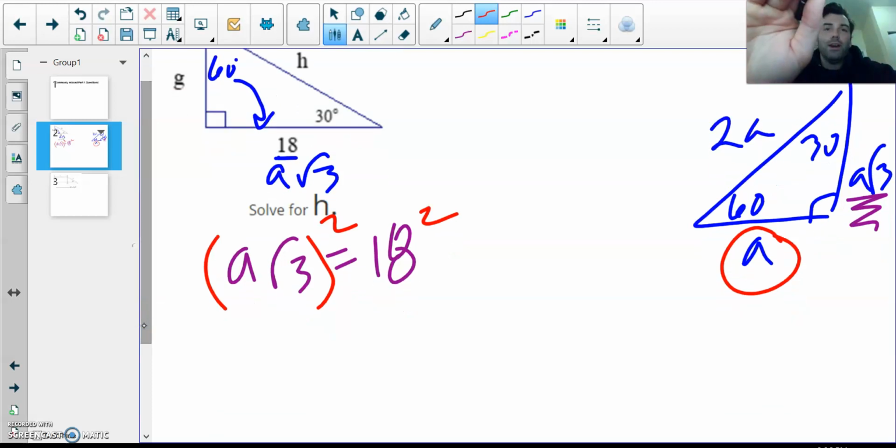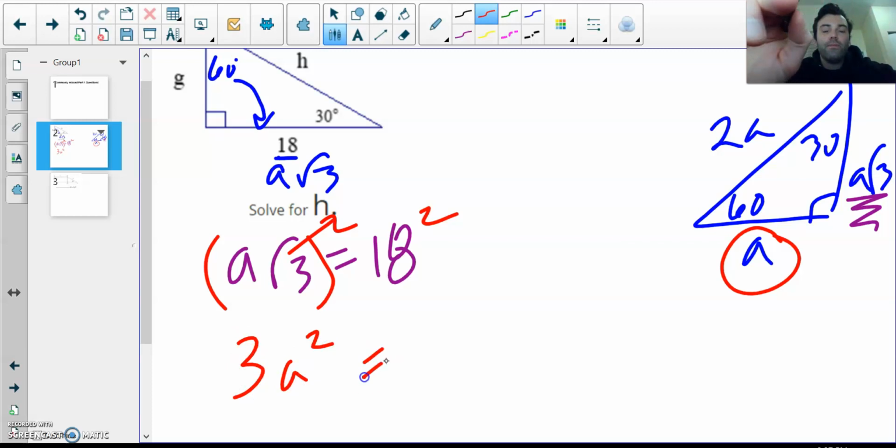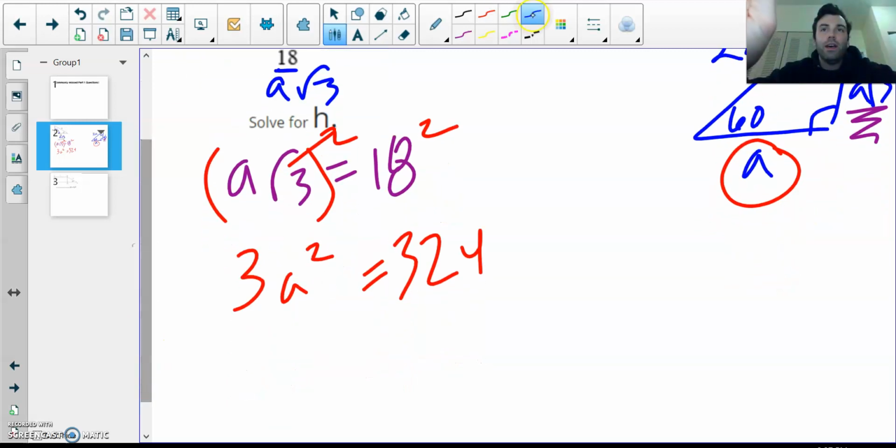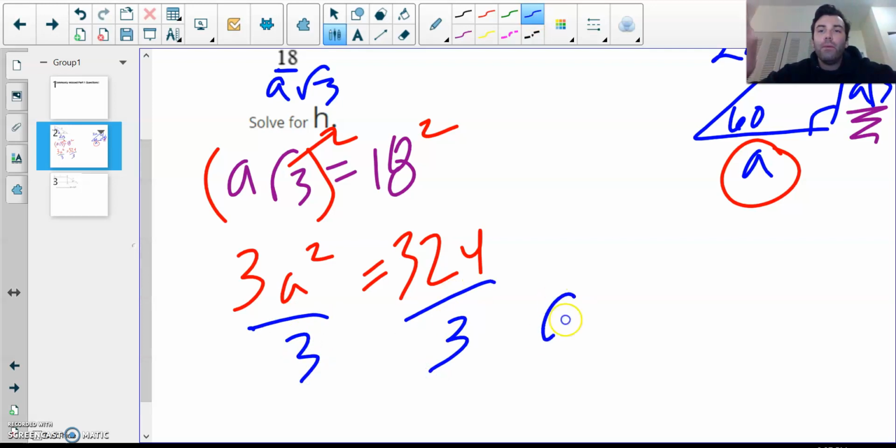So what happens when I square the square root? It cancels out. I get 3. And then I have A squared equals 324. Who knew 18 times 18 was 324? I bet some of you did that in your head. Now divide both sides by 3. A squared equals 108.